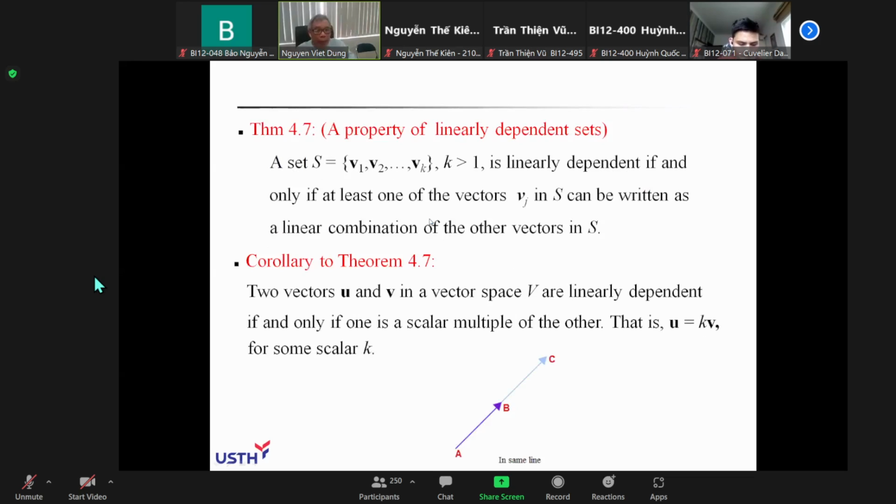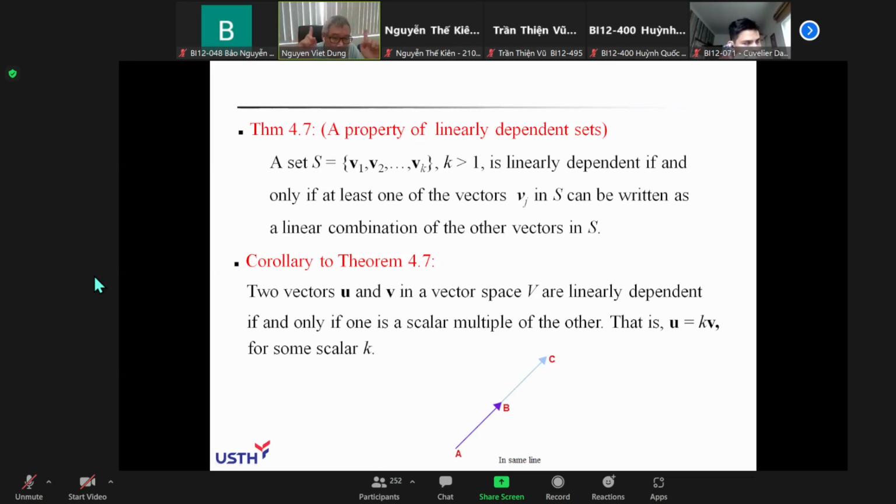And the first property about linearly dependent is the following. If we consider the set of k vectors where k is more than 1, meaning at least 2 vectors, then S is linearly dependent if and only if at least one vector Vj inside S can be written as a linear combination of the other vectors inside S. I will not explain it more here.